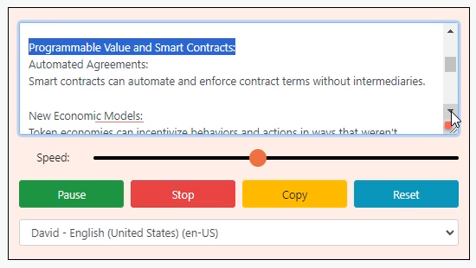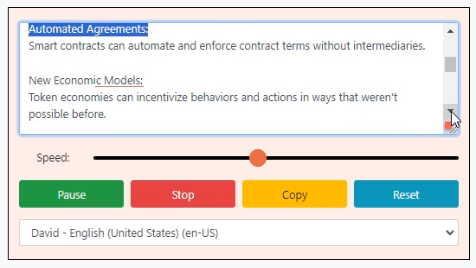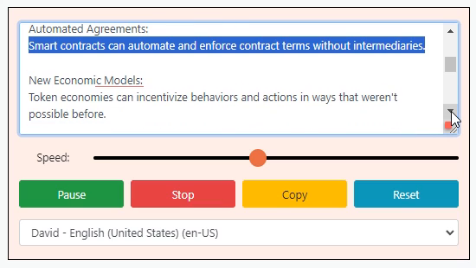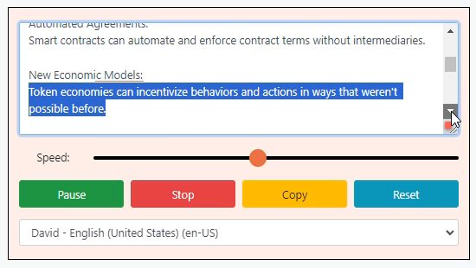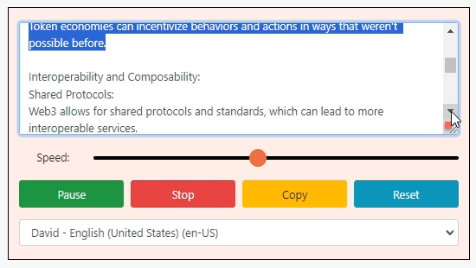Programmable value and smart contracts. Automated agreements. Smart contracts can automate and enforce contract terms without intermediaries. New economic models. Token economies can incentivize behaviors and actions in ways that weren't possible before.